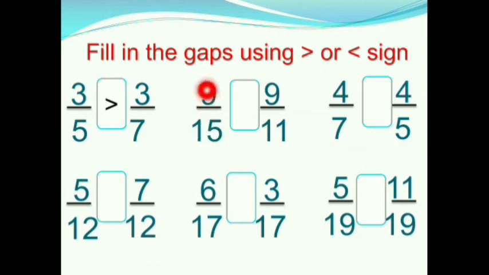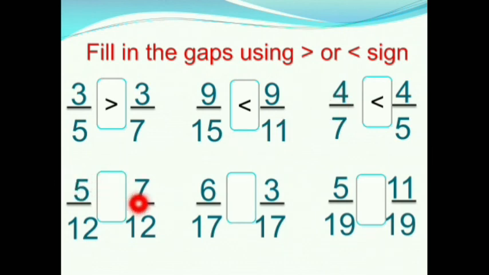Next we have 9 by 15 and 9 by 11. Here numerators are same. So we will consider the denominators. Here the denominators are 15 and 11. 11 is smaller than 15. Therefore, 9 by 11 is greater than 9 by 15. Next we have 4 by 7 and 4 by 5. Here numerators are same. So we will consider the denominators. Here the denominators are 7 and 5. 5 is lesser than 7. Therefore 4 by 5 is greater than 4 by 7.